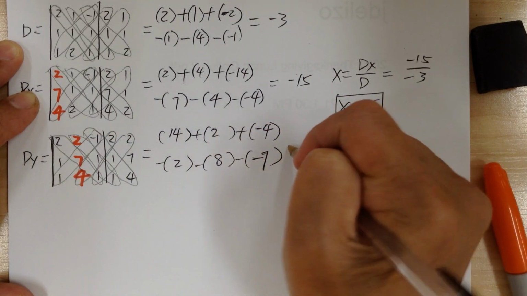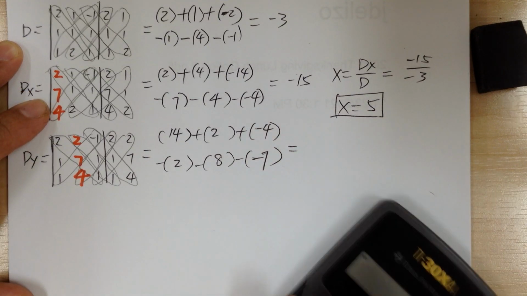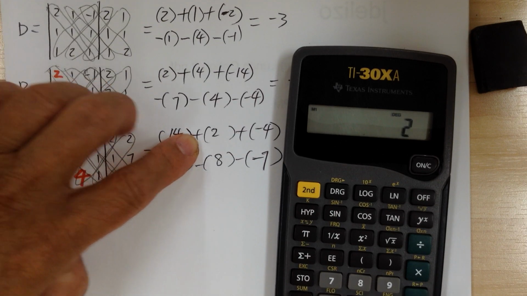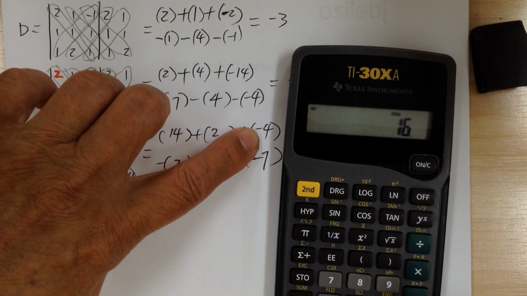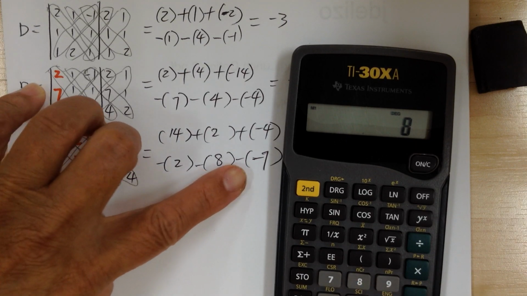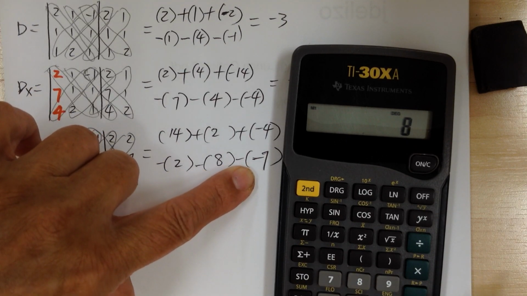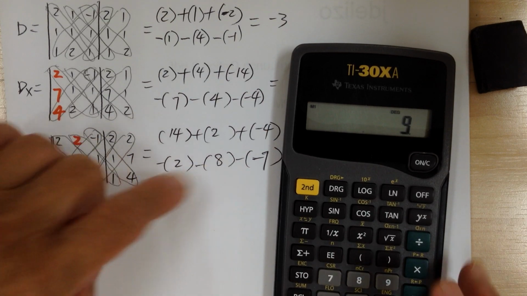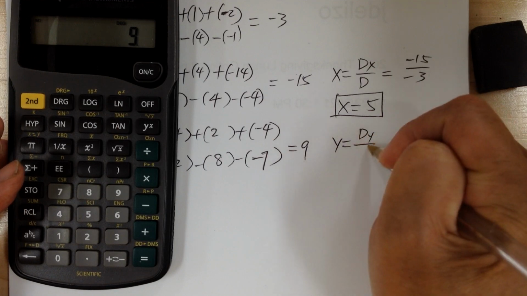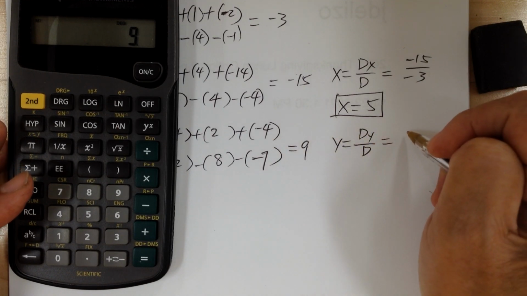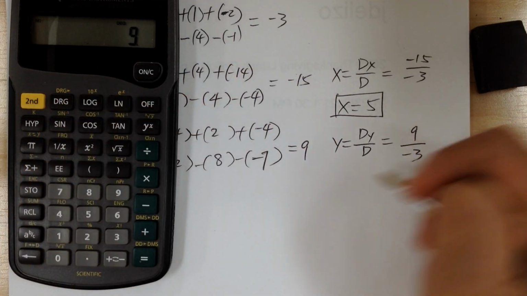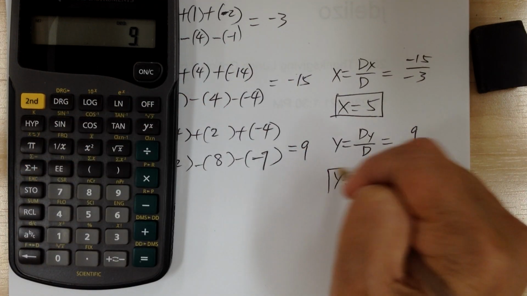Okay, so now get the calculator. Let's work things out. So this would be 14 plus 2. Now plus minus is a minus, so it would be minus 4. This would be minus 2, minus 8. This becomes plus, because minus minus is plus. So plus 7 equals 9. Okay, so y equals dy over d. So dy is 9 and d is negative 3. So y equals negative 3.